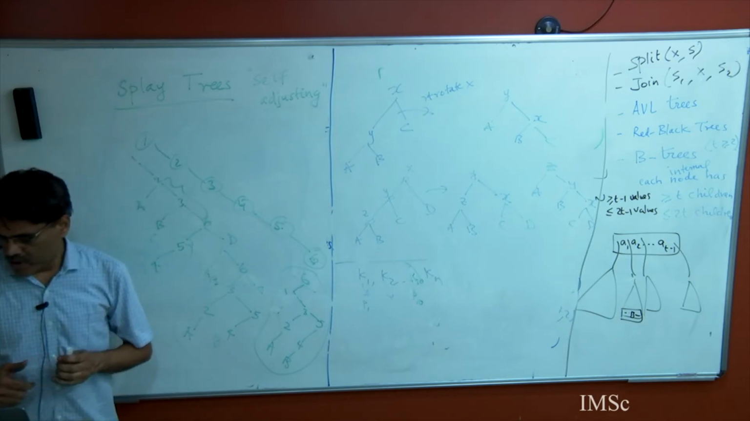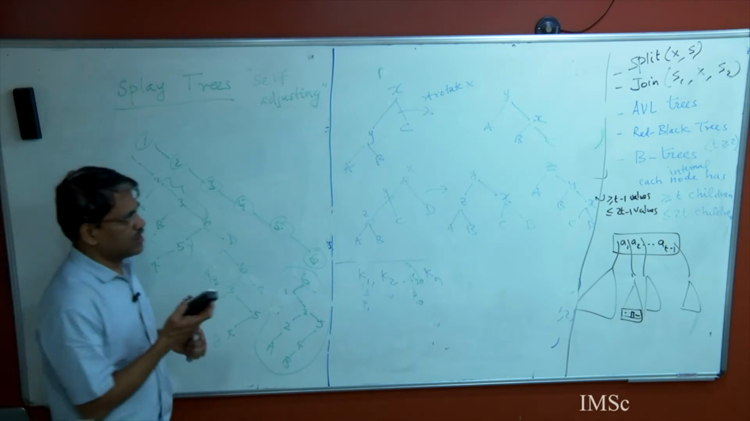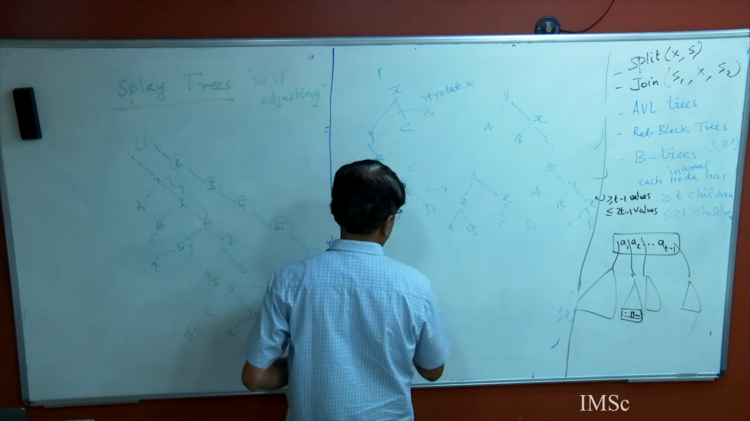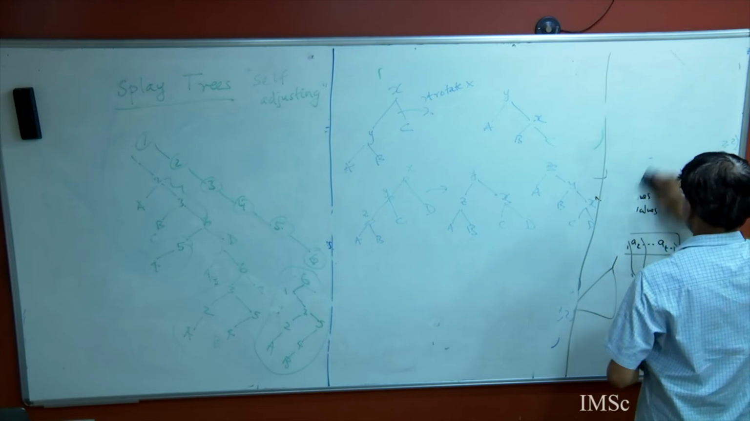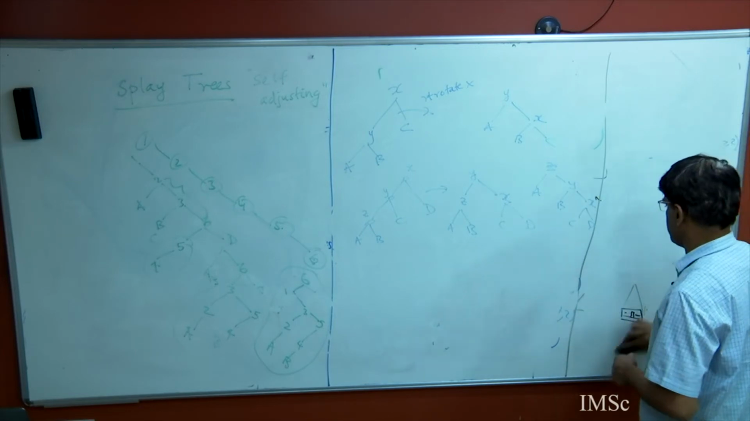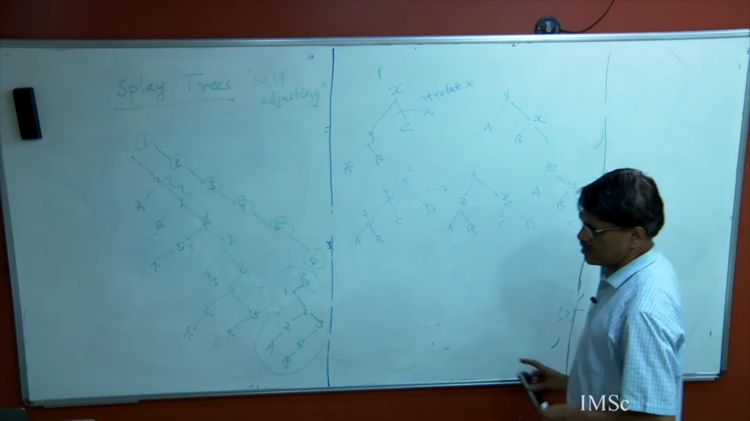So let me formally state their algorithm, what we will do, and maybe I'll try and prove one thing. What ends up happening with a double rotation?